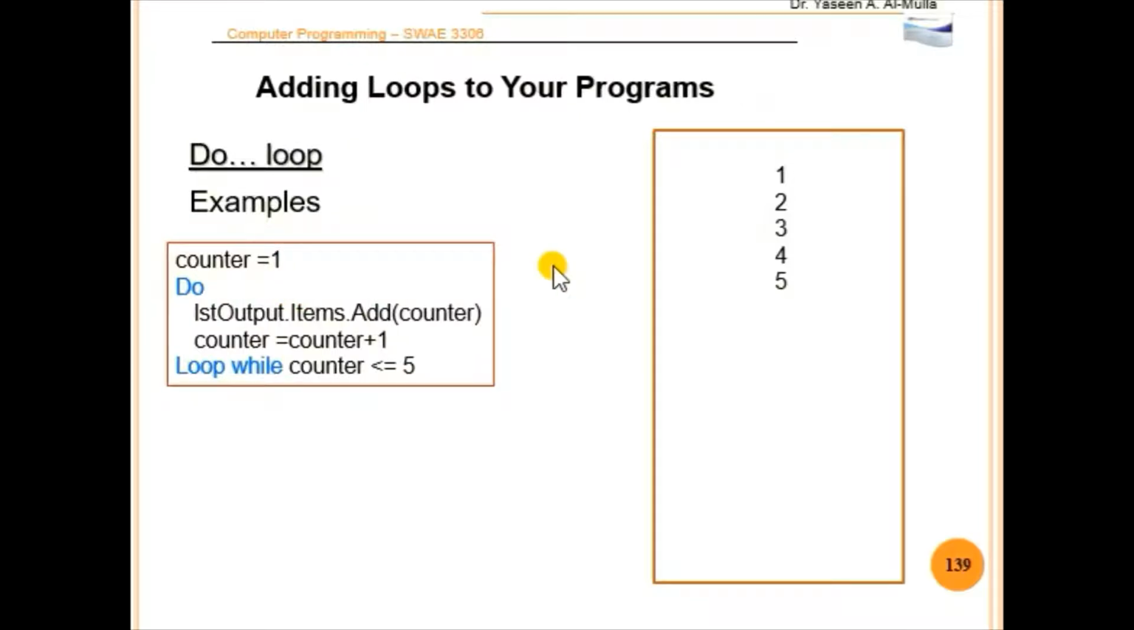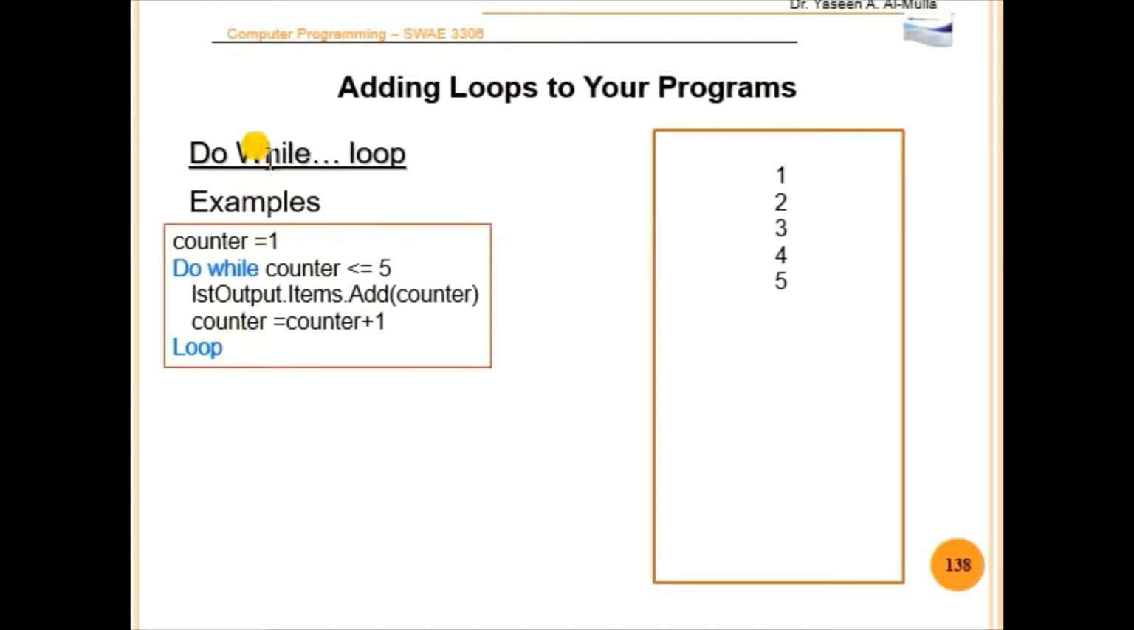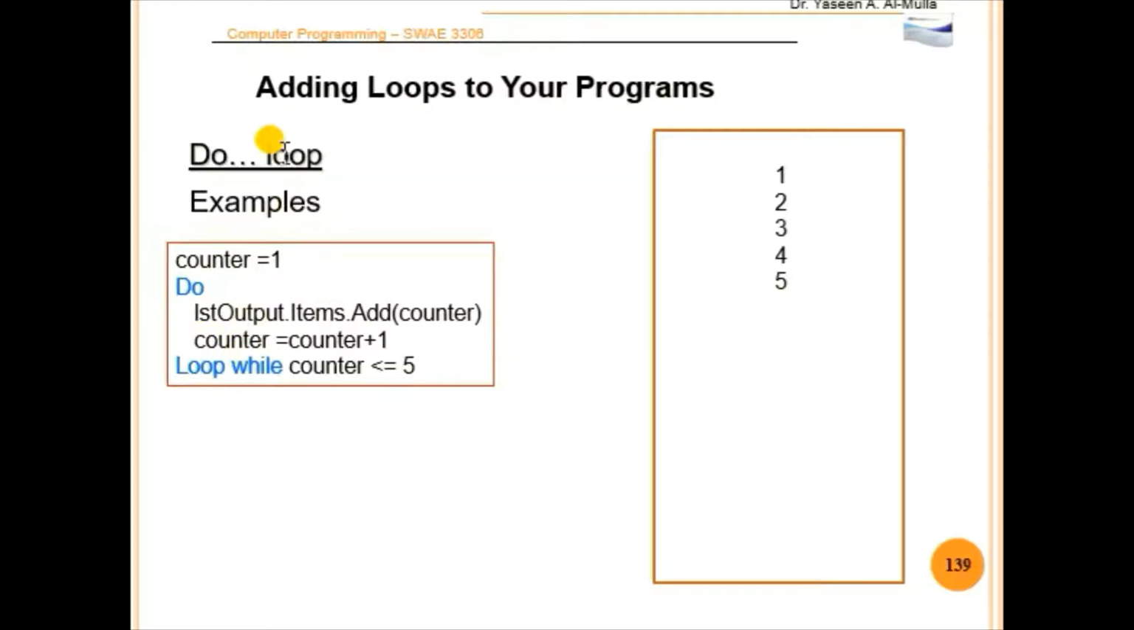The second example is where the while word is not beside do, it is beside loop. So in the previous one, while is beside do. Here, do has no while beside it. It is now at the end, at the last line of the loop block.